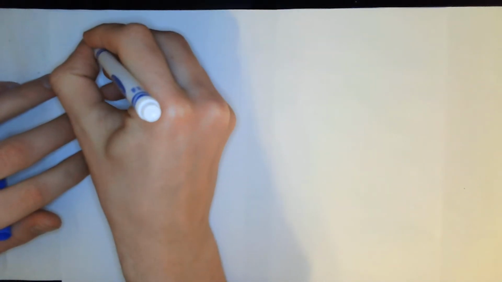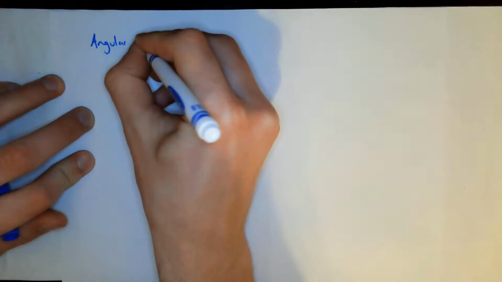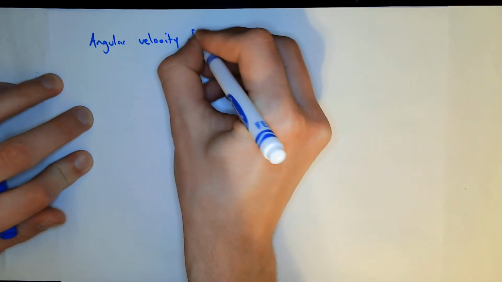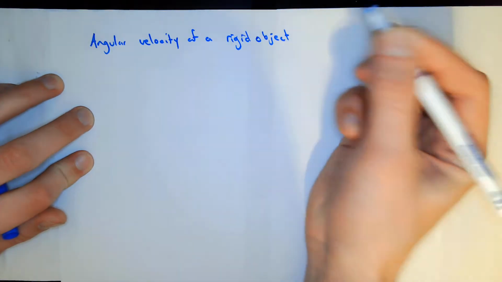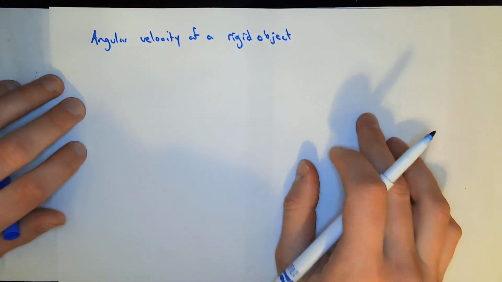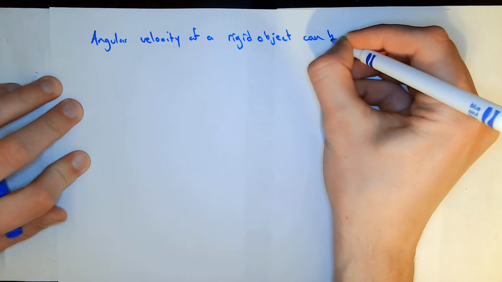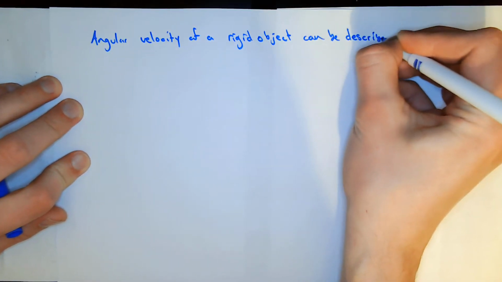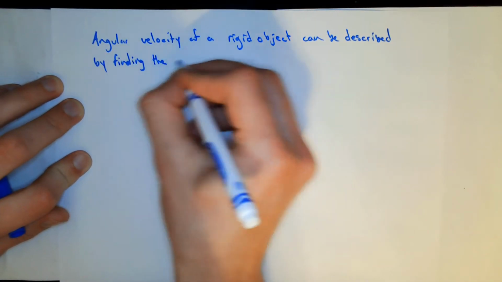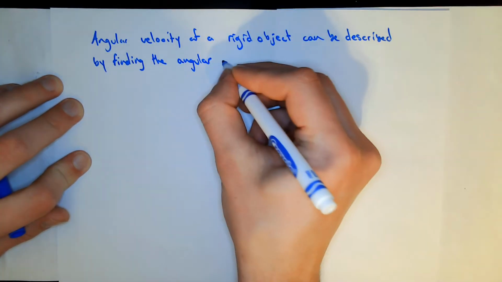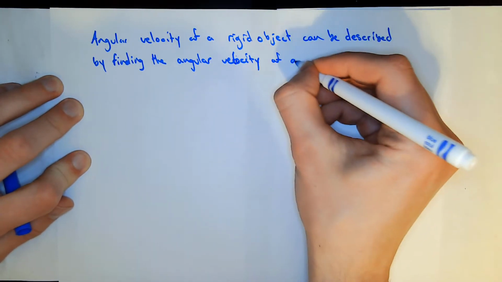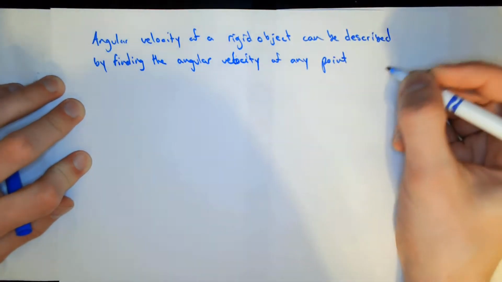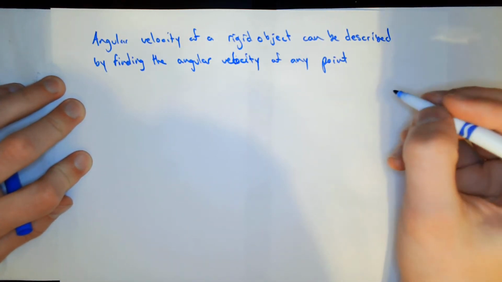Okay, so what do we have? Angular velocity of a rigid object, which is pretty much everything we'll be dealing with is a rigid object, can be described by finding the angular velocity of any point on the object, and that is because they all have the same angular velocity at the same time.